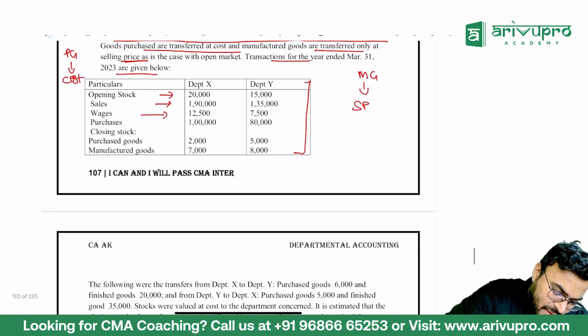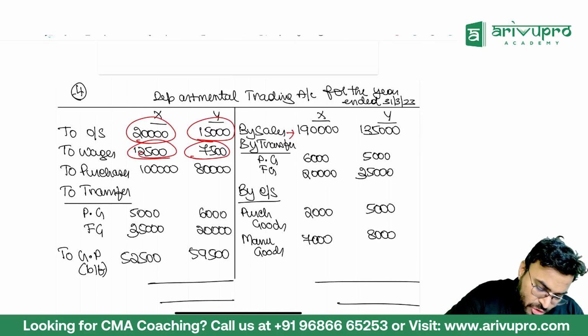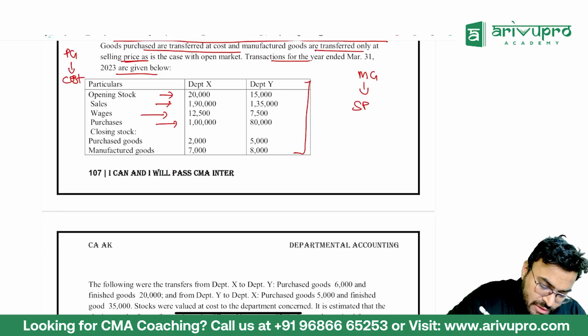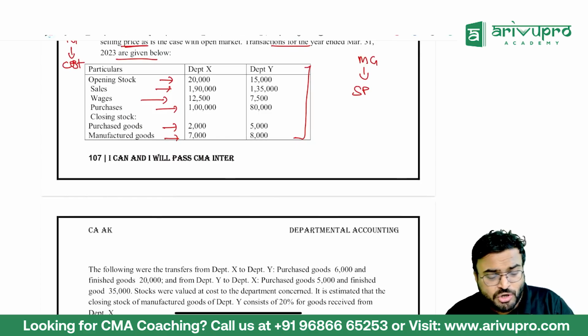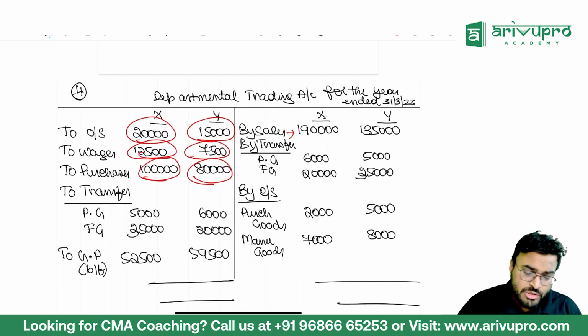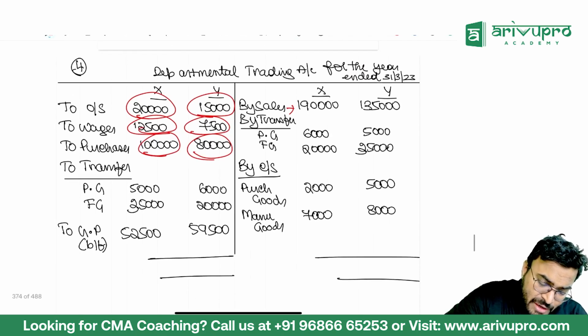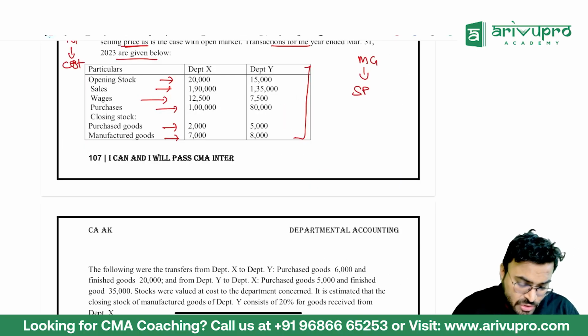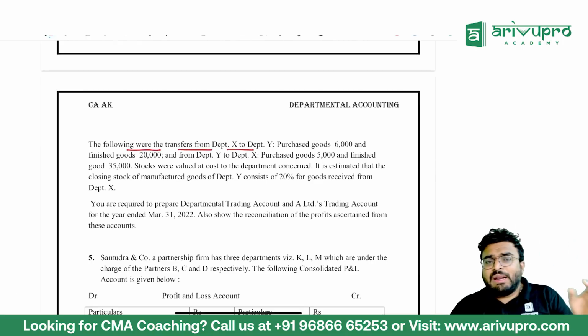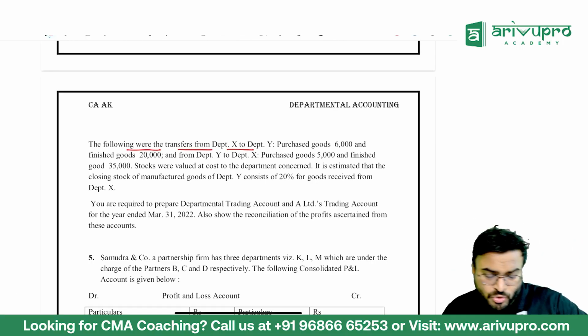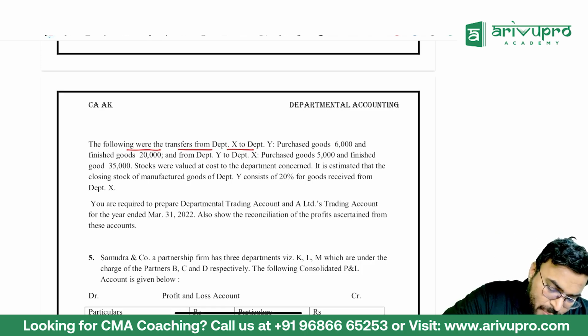Then we have purchases, that also you are going to put directly, 1,80,000. Then closing stock of purchased goods and closing stock of manufactured goods, both are given. So this is your closing stock, that is also given. Now the following were transfers from department X to department Y. Purchased goods 6,000, finished goods 20,000.